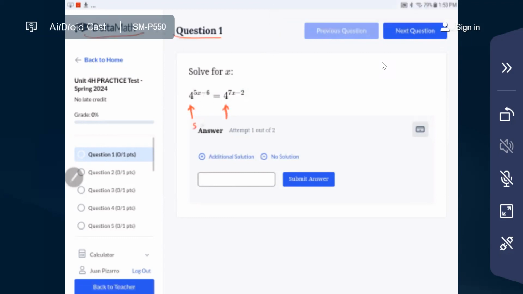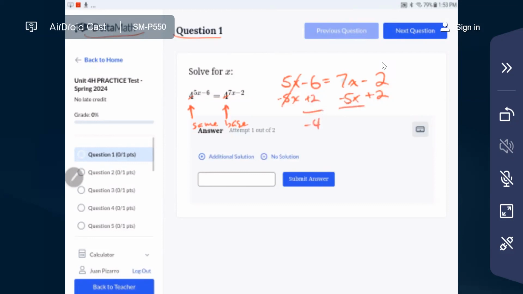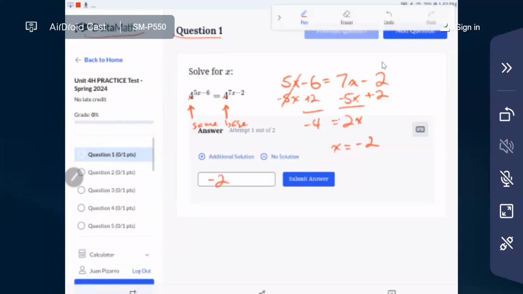Notice that these are the same base. All right, so the same base, which means we can just ignore them and just solve this problem. 5x minus 6 equals 7x minus 2, and just use your algebra skills. Plus 2 on this side, so we get negative 4 equals 2x. And so x equals negative 2. And just put a little negative 2 in there, and that will work for you.